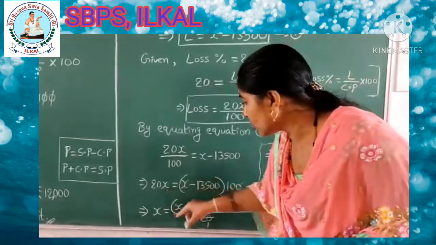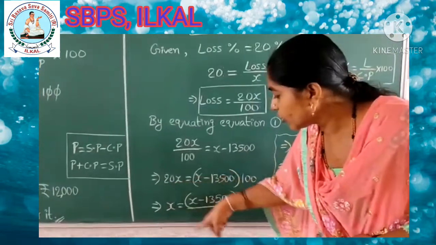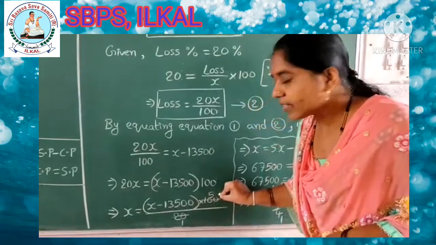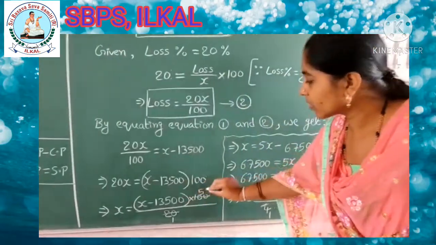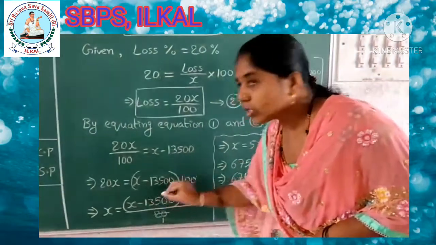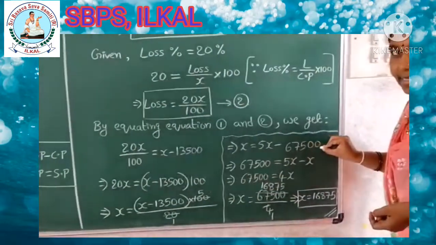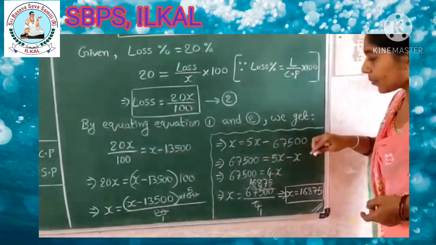Then x is equal to x minus 13,500 into 100, and this 20, when you transpose, will come to the denominator. 20 ones are 20, 5 twos are 100, if you strike out, x is equal to 5 into x minus 5 into 13,500. We will get 67,500. That is x is equal to 5x minus 67,500.